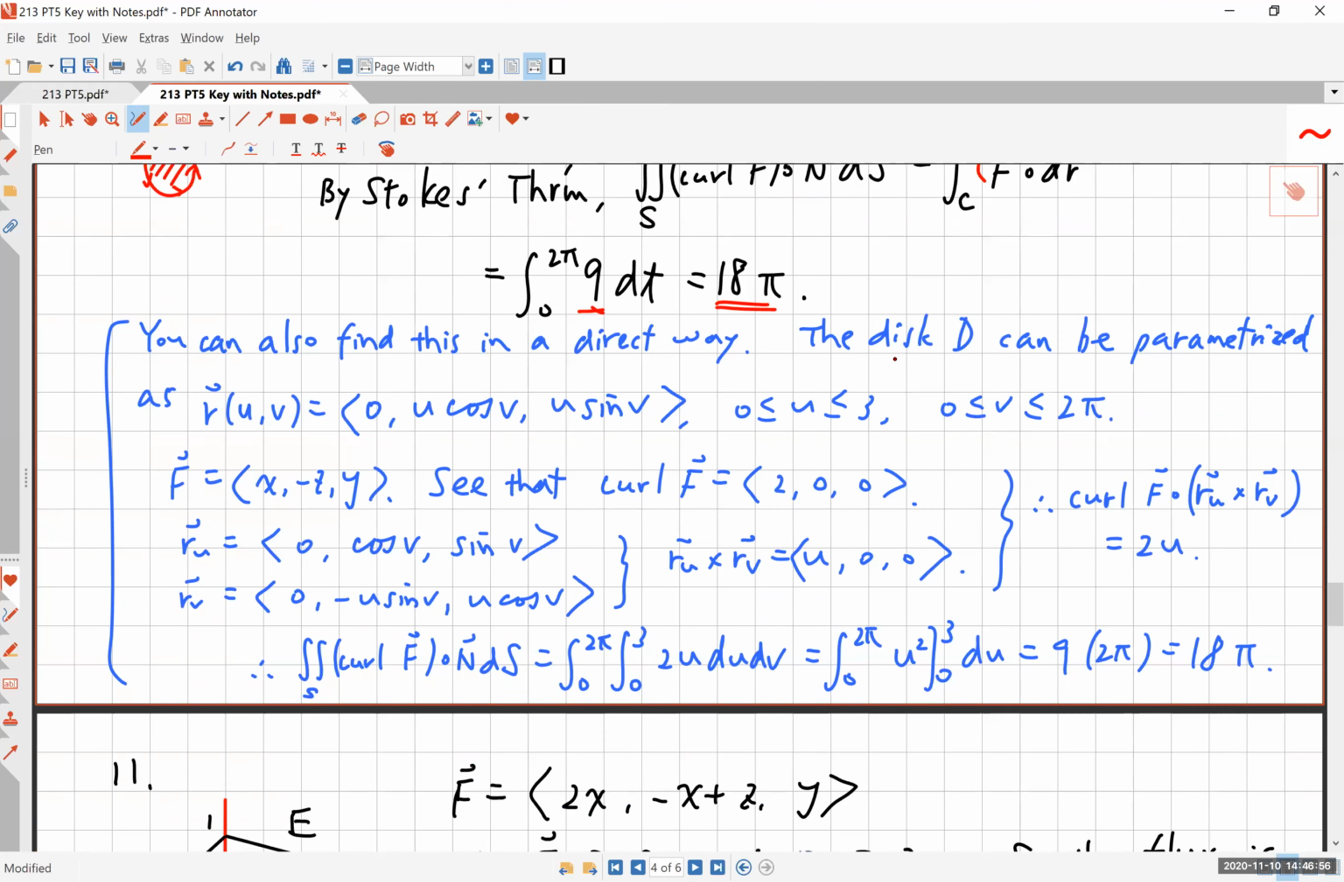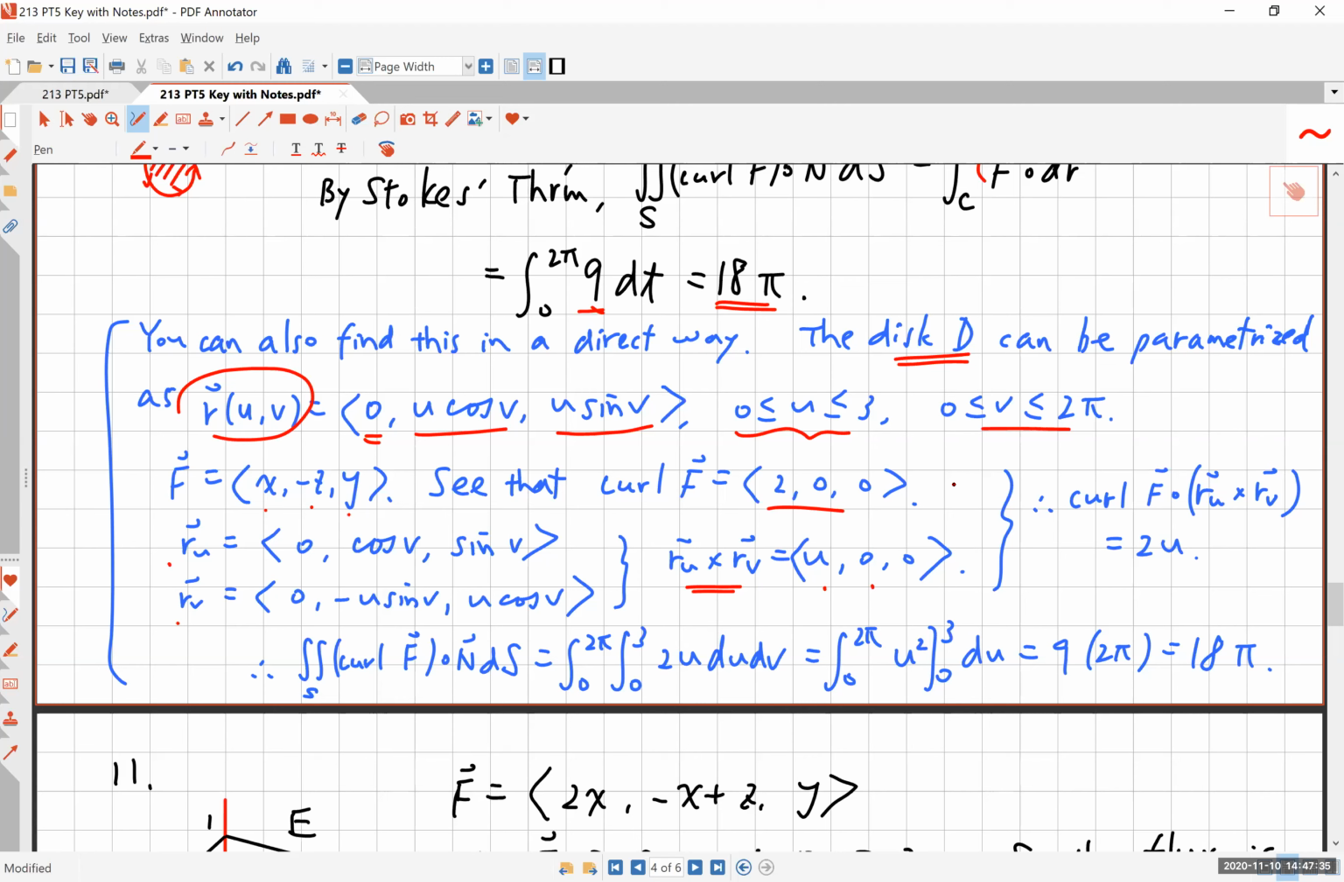If you want to parameterize that disk D, you can parameterize it. Remember, x is always 0. But the y can be written as u cosine v, and the z can be written as u sine v. Because the radius goes from 0 to 3, your u has to be 0 to 3, and v, of course, goes from 0 to 2 pi, right? And then F is x, negative z, y. If you take the curl, you will see that this will be 2, 0, 0. All right, and then you take r_u cross r_v, based on this parameterization, and this will be u, 0, 0.